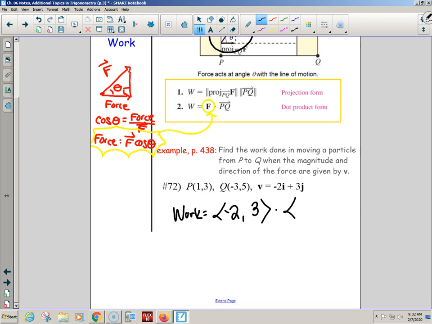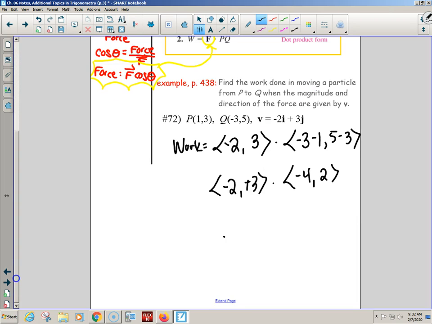Well, if they give it to me like this, I can do my P to Q, terminal minus initial. We've been practicing this because you guys were supposed to have this homework done a couple days ago. Terminal minus initial, terminal minus initial. I could have two vectors to multiply, and all I have to do is a single dot product.